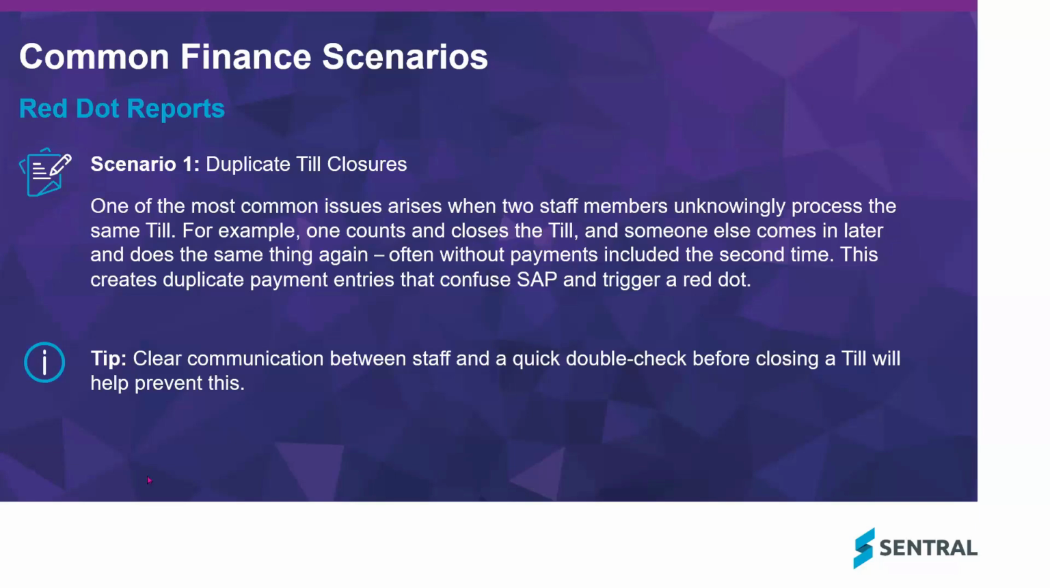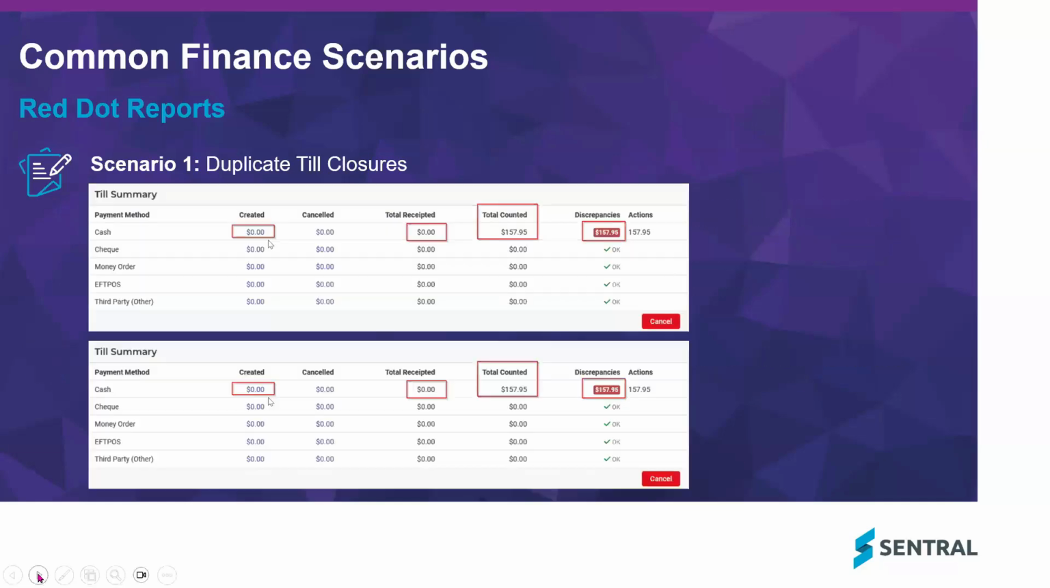So our tip here is just to have some better communication between your staff and always double check before closing the till. That's going to help prevent this error. And you'll see here just what those errors look like and the discrepancies. So you'll see the new features here.